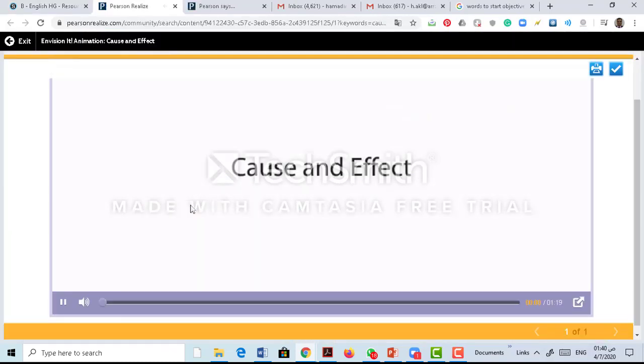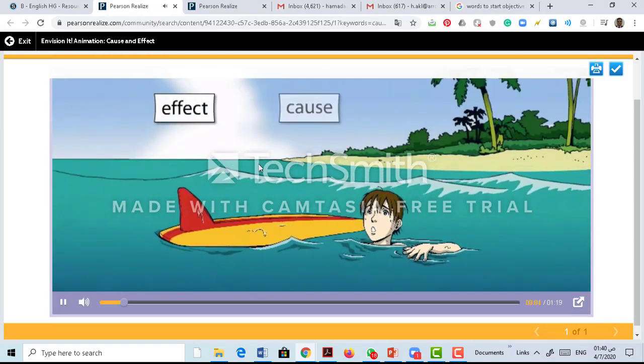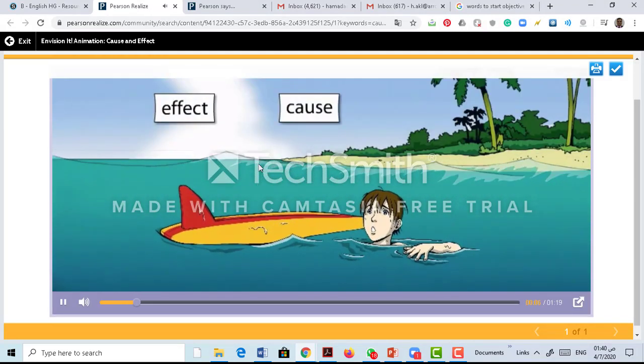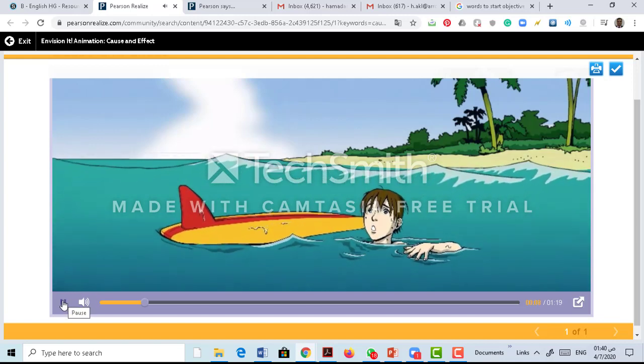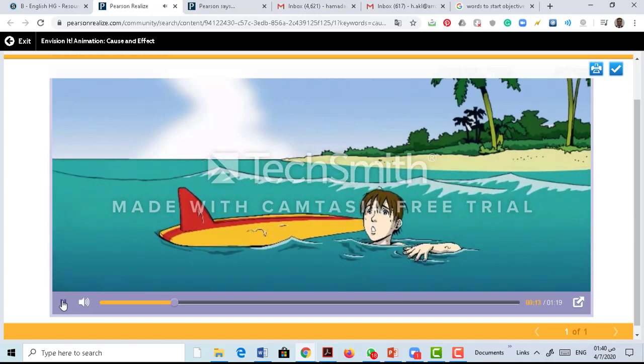Let's open it. Cause and effect. An effect is something that happens. A cause is why that thing happens. Why is Rocky in the water with his surfboard? So in this video, you need to learn the differences between cause and effect. He looks a little flustered. Is this a cause or an effect?